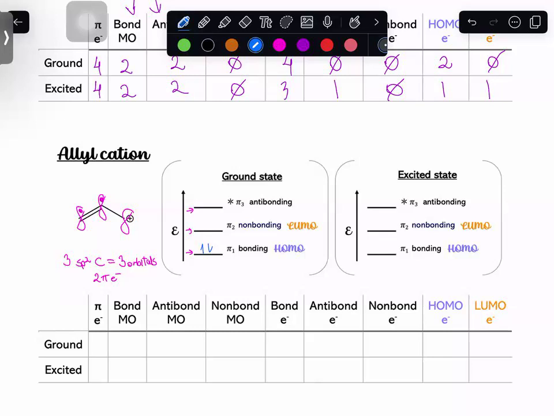No, they are not going to correlate specifically to each of those carbons being pi 1, pi 2, or pi 3. It doesn't have a correlation. It's basically just indicating the energy level. That's it.